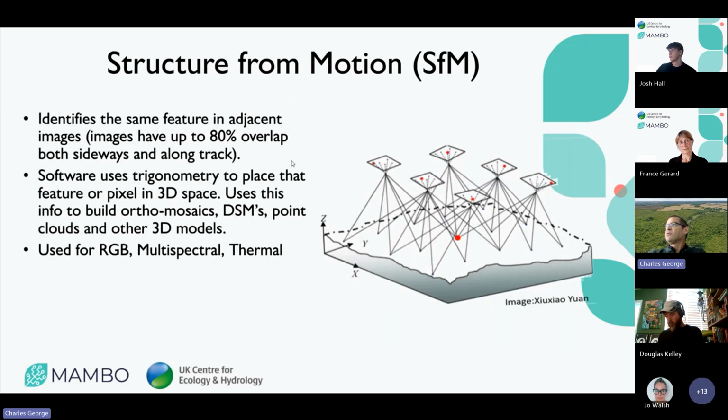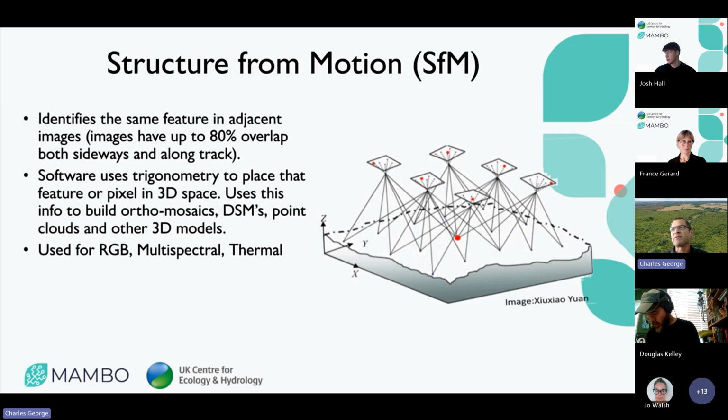So as you saw from the previous slide, there were many photos, and the reason you need so many is because you need up to 80% overlap, both along track and sideways, and this allows the same feature in many adjacent images to be identified using pattern matching. So we then use structure from motion software, and this uses trigonometry to place any feature or pixel within that 3D space.